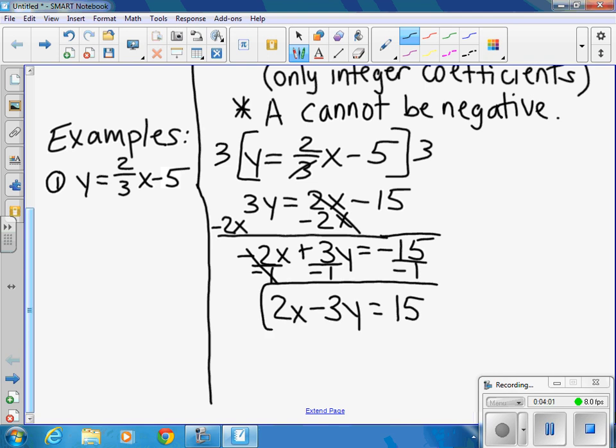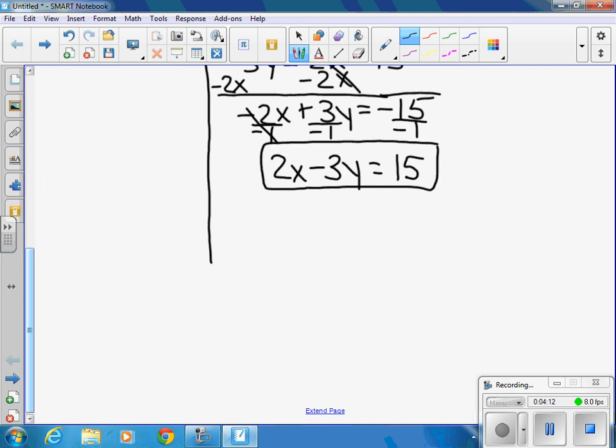This is your final answer in standard form. All 3 rules have been applied, and it's breaking none of them, right? So sometimes it takes a little bit more work depending on the problem and the way it starts off. Right? So take a look at a second one.